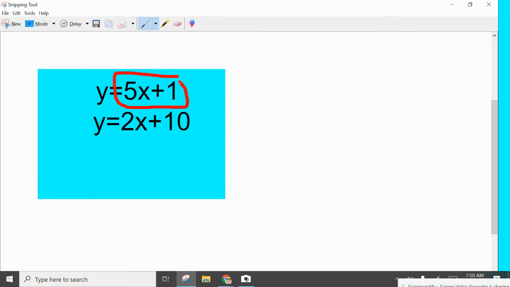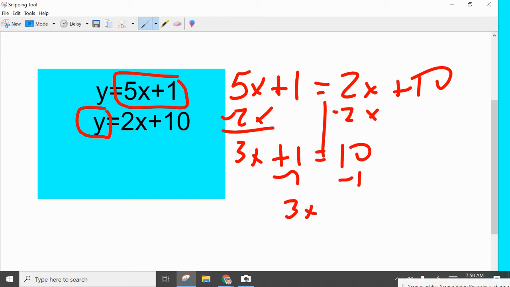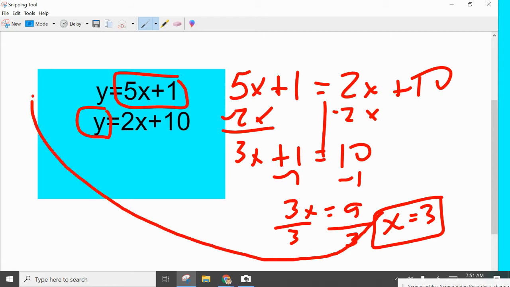All right, this is all going to go right here. Look at your flow map if you need help. 5x plus 1 equals 2x plus 10. Letters to the left. Numbers to the right. I get 3x equals 9. X equals 3. Okay? Now x equals 3. You plug it in. 5 times 3 is 15. Plus 1, 16. All right?